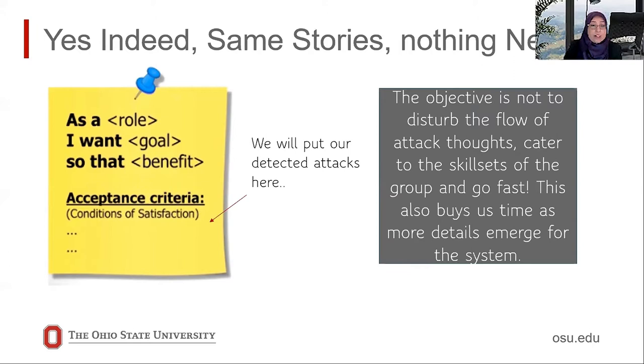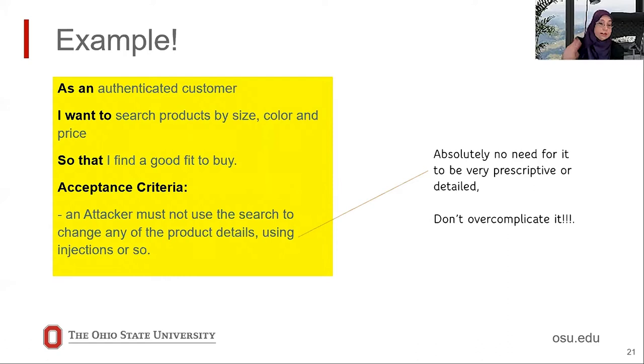So here's an example. You can have the same story, right? I didn't change anything. I even kept the color for you, the yellow. So as an authenticated customer, I want to search products by size, color, so that I find a good fit. Acceptance criteria here is many, many things. Among them, the attacker must not be able to use the search to change any of the product details using maybe any of the injections, attacks, or any of this. If the team can just put that in, that's amazing. You don't have to look for solutions. It's not the time. We're not solutioning. We're just trying to say what needs to be done.